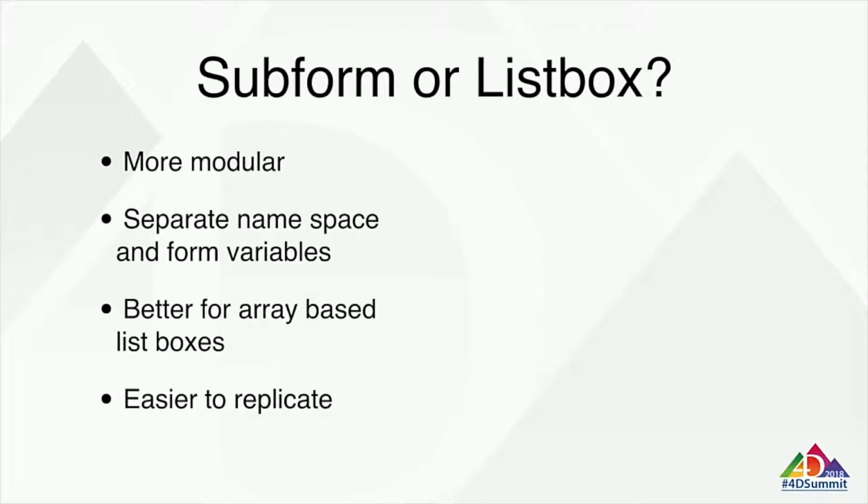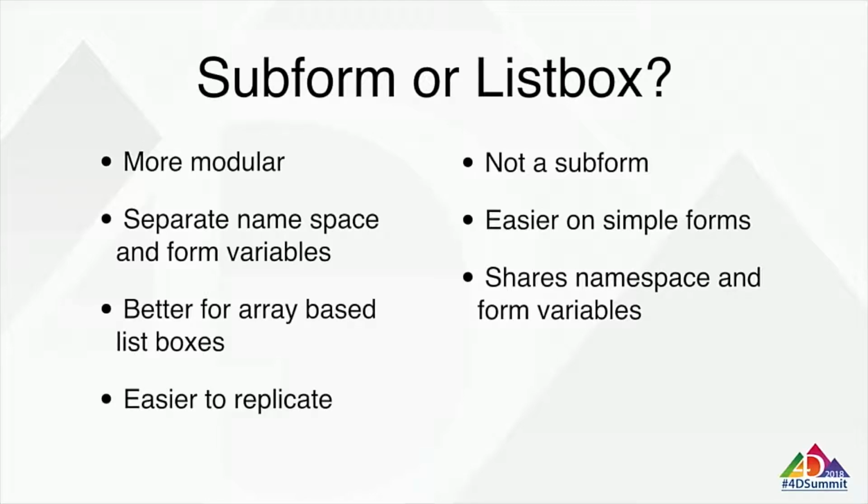And so that subform was obviously having the same names for the objects within the subform. So the subforms operate in their own separate namespace. I find them better for array-based list boxes because of that separate namespace issue. And for those reasons, I find them easier to replicate. I think people like list boxes because they're not a subform. Once more, they're easy on simple stuff. I'm not up here to offer absolutes about anything on this. There are perfectly legitimate reasons to use them, but they do share the namespace.